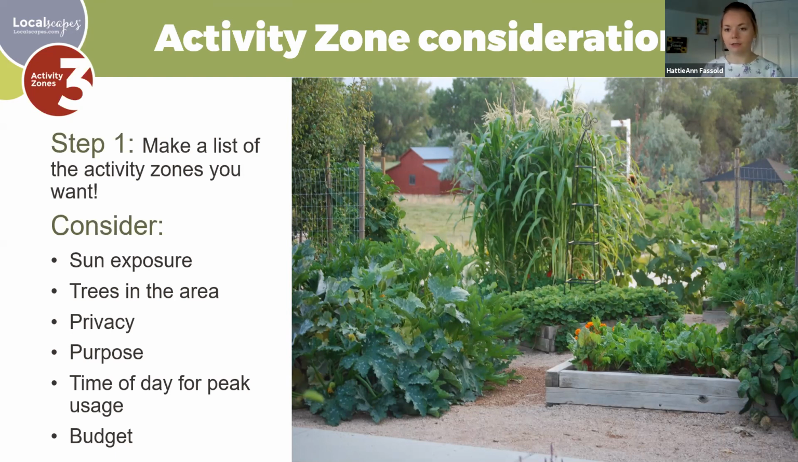I do have a trampoline because there was a trampoline in that yard, so I decided to keep it. So first, make a list of all the activity zone things that you want to have in your yard. Remember, this is all dependent on what you want in your yard. Then you want to consider the sun exposure, trees in the area, privacy, purpose, the time of day that you use it the most, and your budget, right? So again, if you have a huge tree, that's a good spot to put a play area for kids, because then you don't have the sun beating down on them all day.